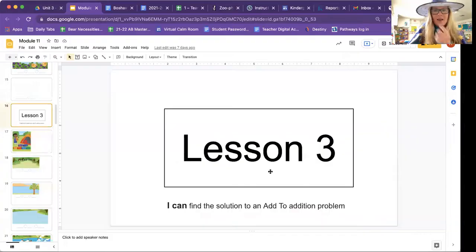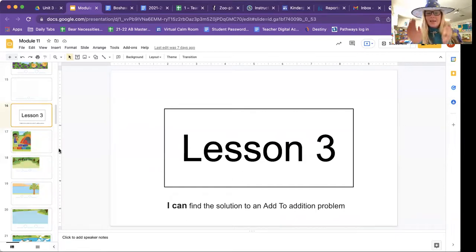Today, we are going to be in module 11, lesson 3. All right, so we've been doing a lot of adding and taking away. You guys are getting so good at adding and subtracting, right? Take away, subtract, take away, adding more. Let's look at today's lesson. Here we go. Module 11, lesson 3.